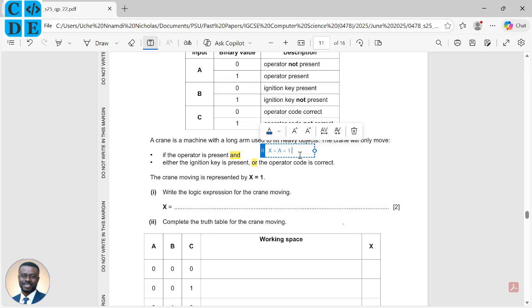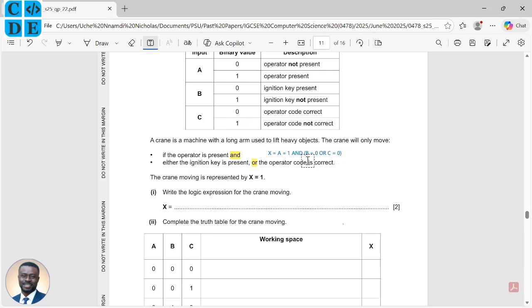Operator is present. Okay. And then we have the AND gate. And then in bracket, because there are two conditions here, so we need to put them in bracket. In bracket, we can say, remember ignition key is present is B. Ignition key is present. So we'll say B, which in this case will give us 0. Or we can now say operator code. Operator code is correct, which is 0 here. So that's C equals 0.